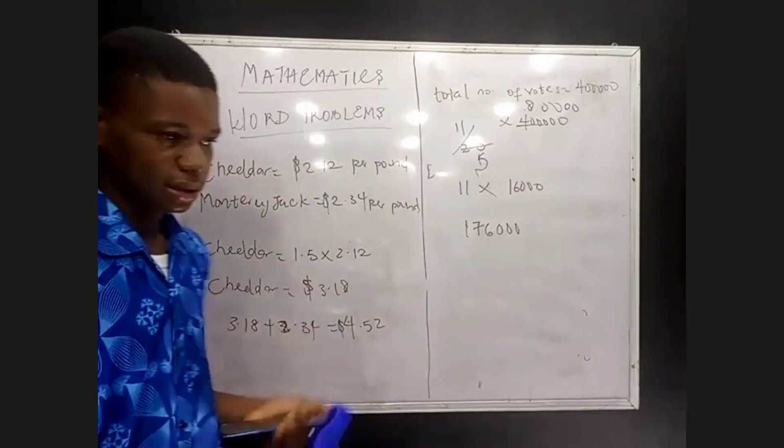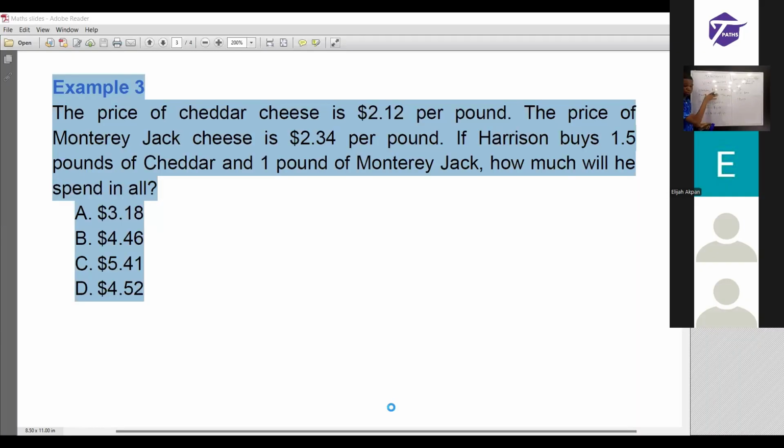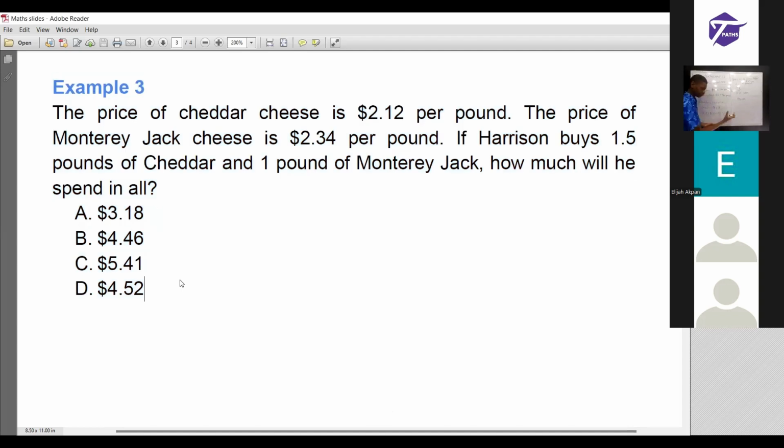I hope you guys understand how I did all of this. I calculated the amount spent on Cheddar first, then the amount spent on the Monterey Jack, and then added them together to get $4.52. So these are ways of solving both problem questions. So our answer is $4.52, which matches option D. All right, so I believe with these examples and the ones done in the last class, you can do well.